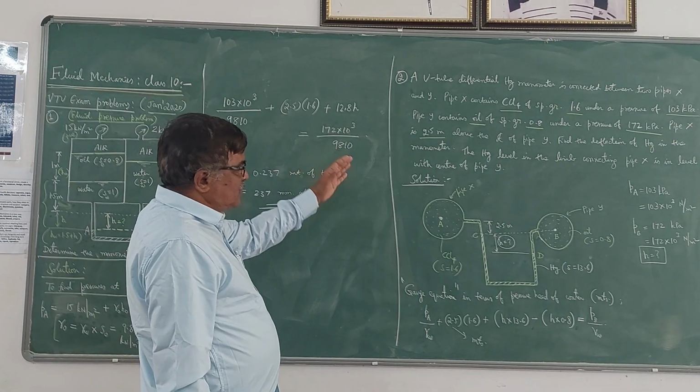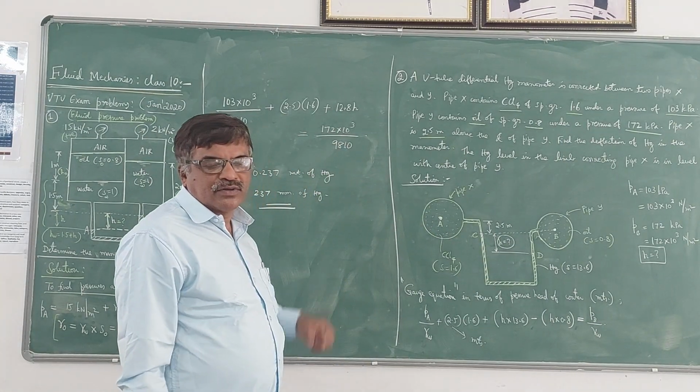Then substitute all the values, whatever unknown h is there, you can get it by solving the equation.